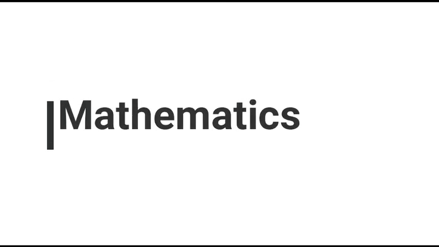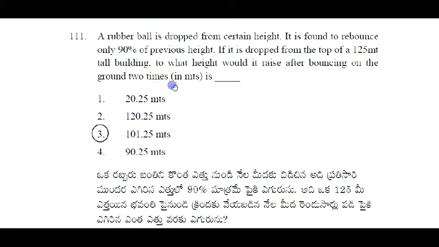A rubber ball is dropped from a certain height. It is found to rebound only 90% of the previous height. If it is dropped from the top of a 125-meter tall building, to what height would it rise after bouncing on the ground 2 times, in meters? 101.25 meters.